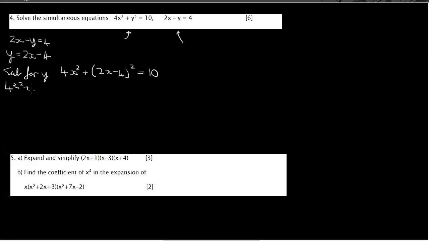So now if we multiply out the bracket, we've got the first 4x squared, then we've got 2x times 2x, 4x squared, minus 8x, minus 8x again, plus 16 equals 10. So we've just multiplied the 2x minus 4 all squared out there. Collect terms.